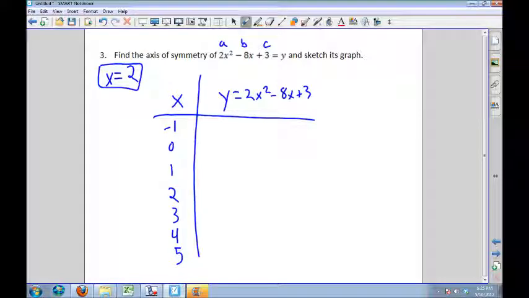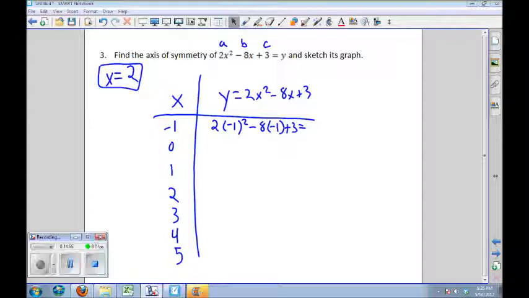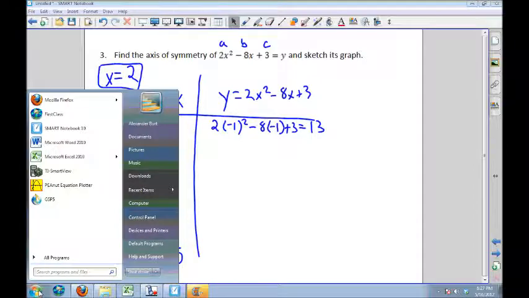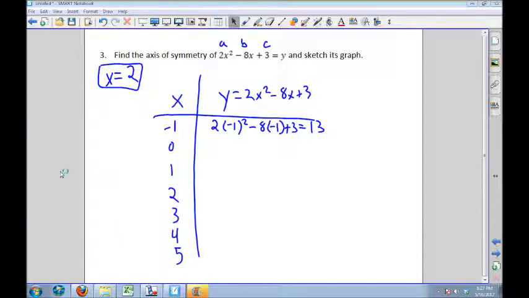To get my corresponding y values, I would need to plug them into that equation. So 2 times negative 1 squared minus 8 times negative 1 plus 3 is equal to 13. You can also use your calculator to help you with this table of values.